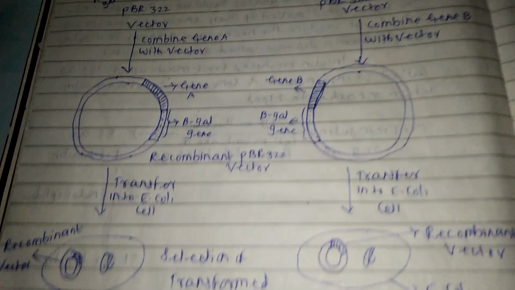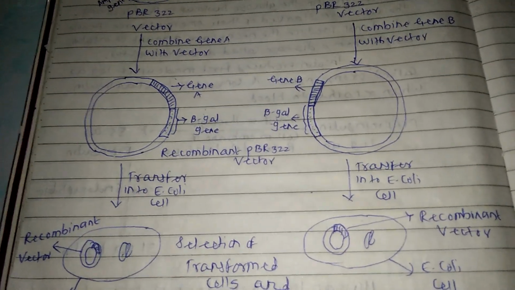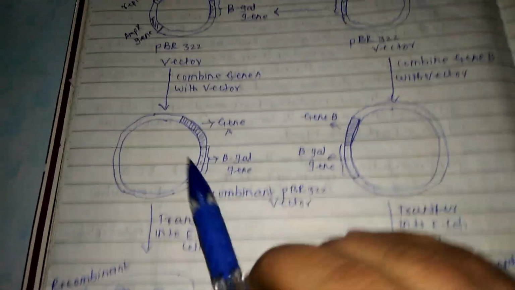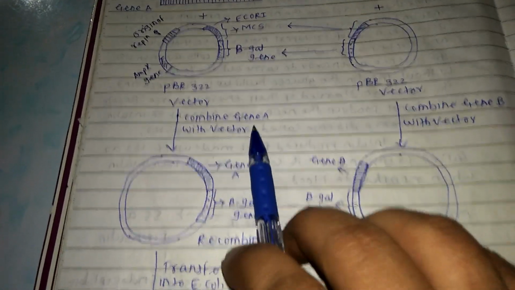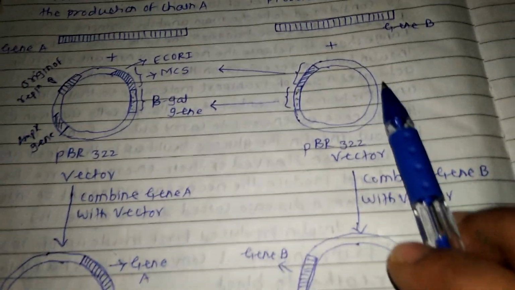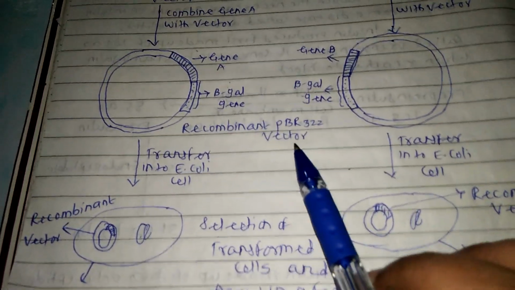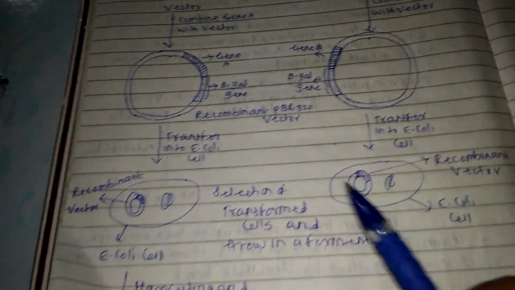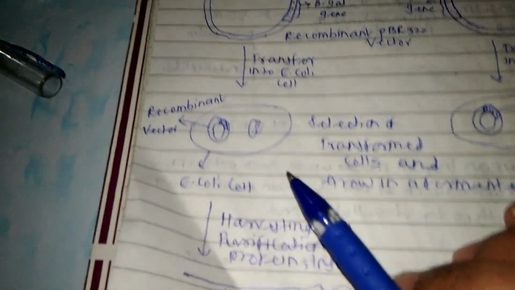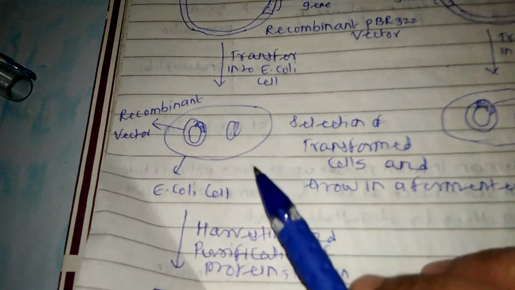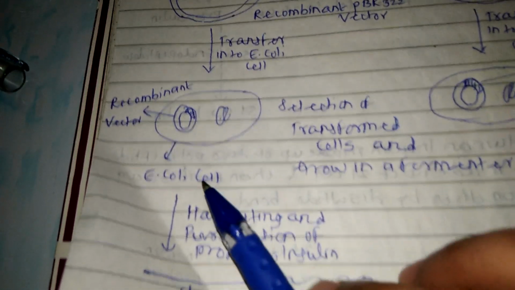You know that the recombinant pBR322 vector is the vector to which the gene to be inserted into a bacterial cell is attached. First gene A is combined with the vector, then gene B is combined separately with the vector, and here two recombinant plasmids are produced. Now this recombinant plasmid is then transferred into a bacterial cell. Here the bacterial cell is the E. coli cell.